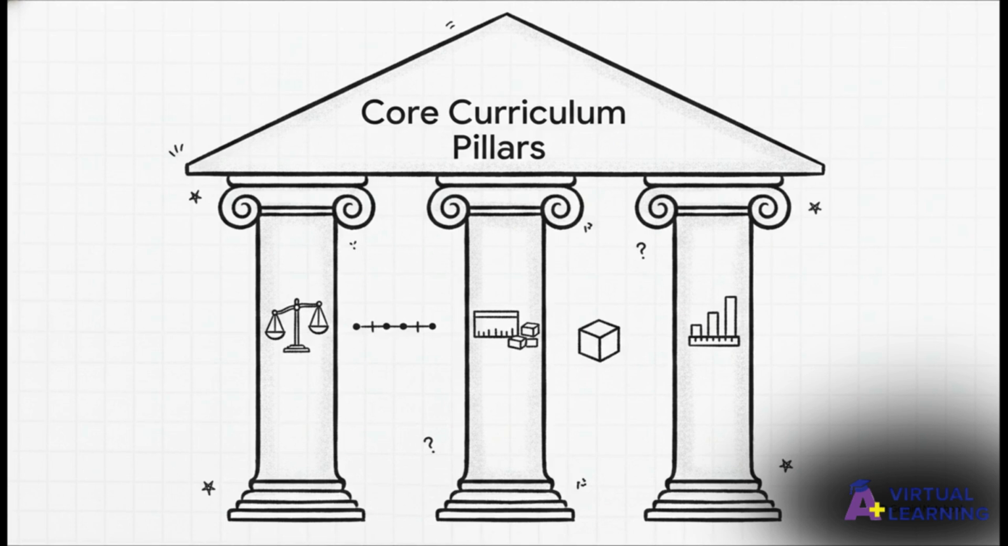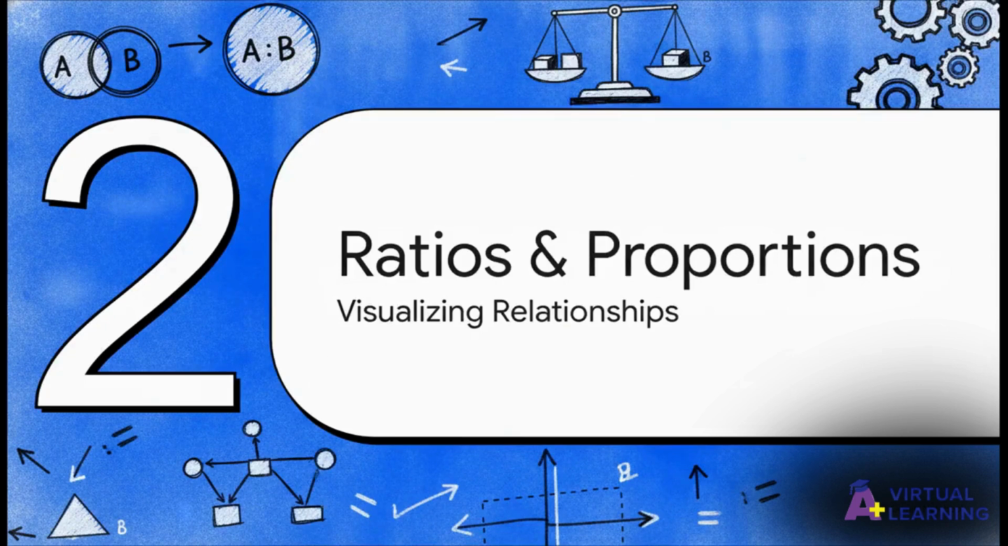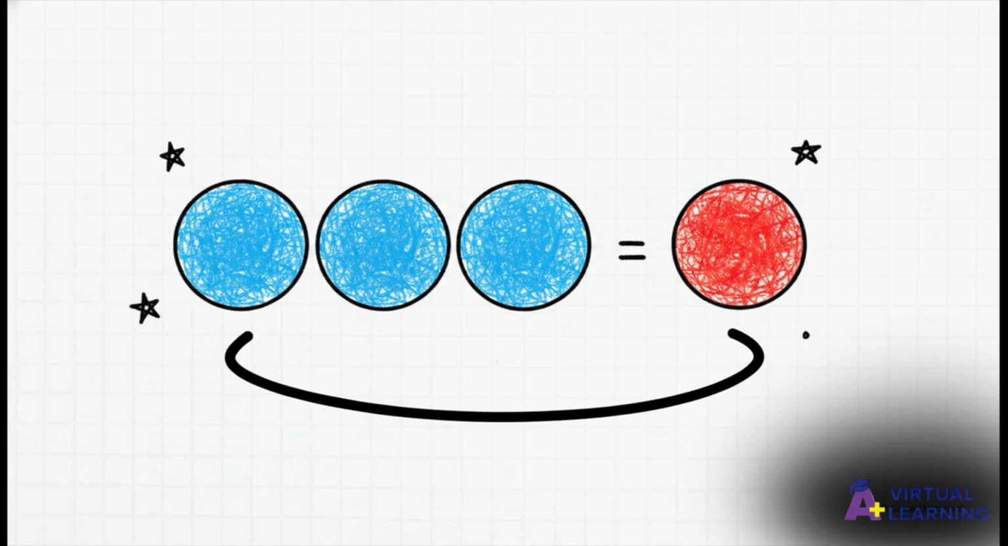Honestly, once you see it broken down into these 5 specific categories, the whole year looks a whole lot less intimidating, right? Section 2. Visualizing ratios and proportions. You know, when students first hear terms like ratio or unit rate, it can honestly sound like total gibberish to them. But visual models absolutely change the game here.